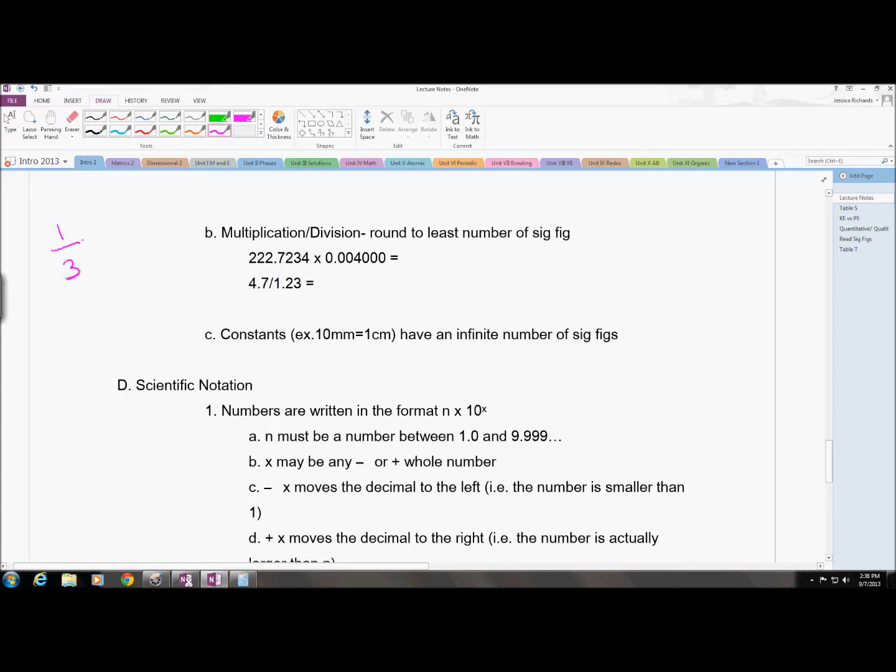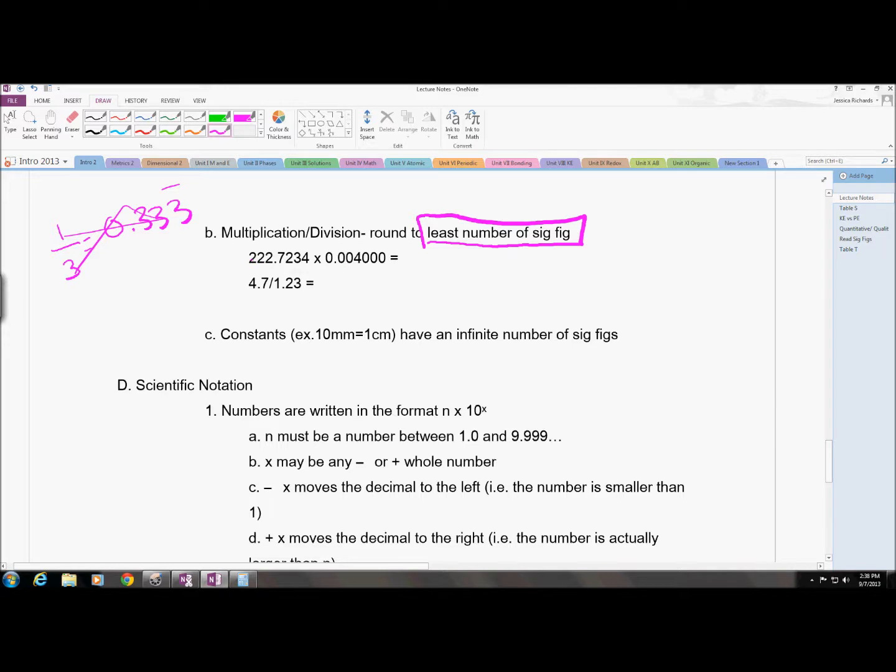Remember, 1 divided by 3 gives you an infinite number of decimal places. So where do you round that to? This one has 0 decimal places. This one has 0. You can't round this answer to 0 decimal places. We need a different rule. So our rule for multiplication and division is to round to the least number of sig figs.